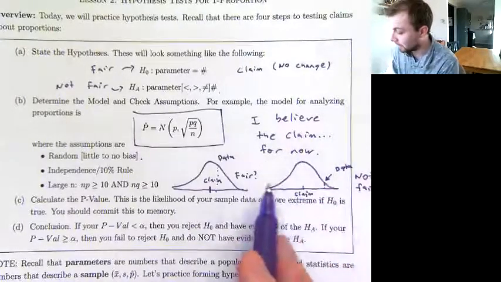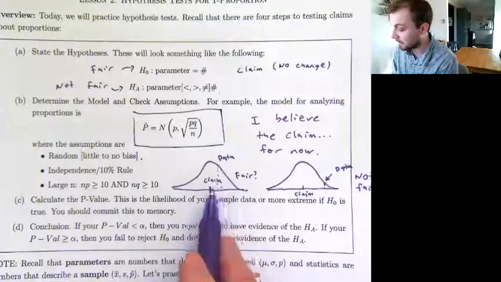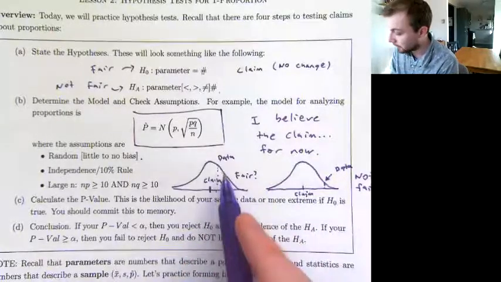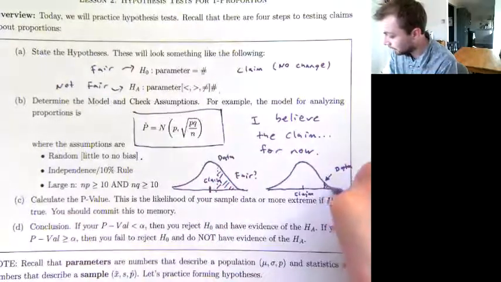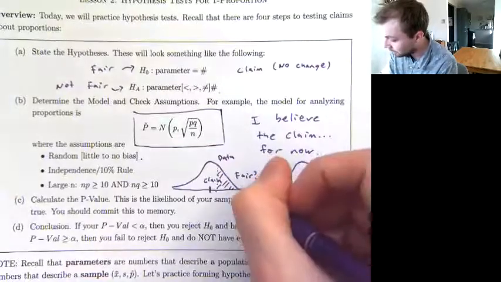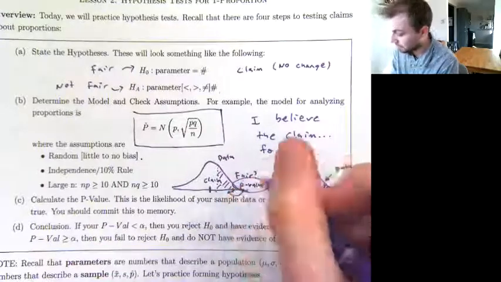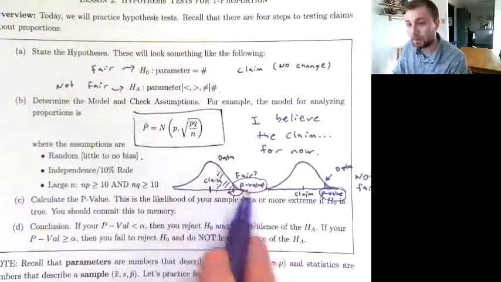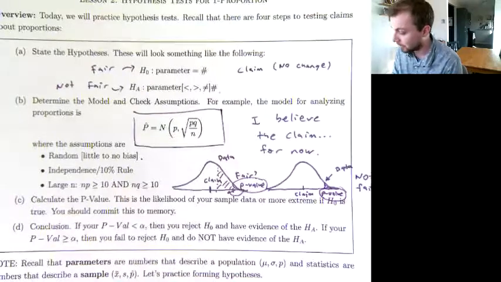The way I'm going to judge if something is fair or not fair is based off of this distance away from the claim to the data. In particular, we can look at the size of this tail here, and I call this tail the p-value. The p-value is the likelihood of the sample data, or more extreme, if I have the claim in the center. So a couple of things to keep in mind.